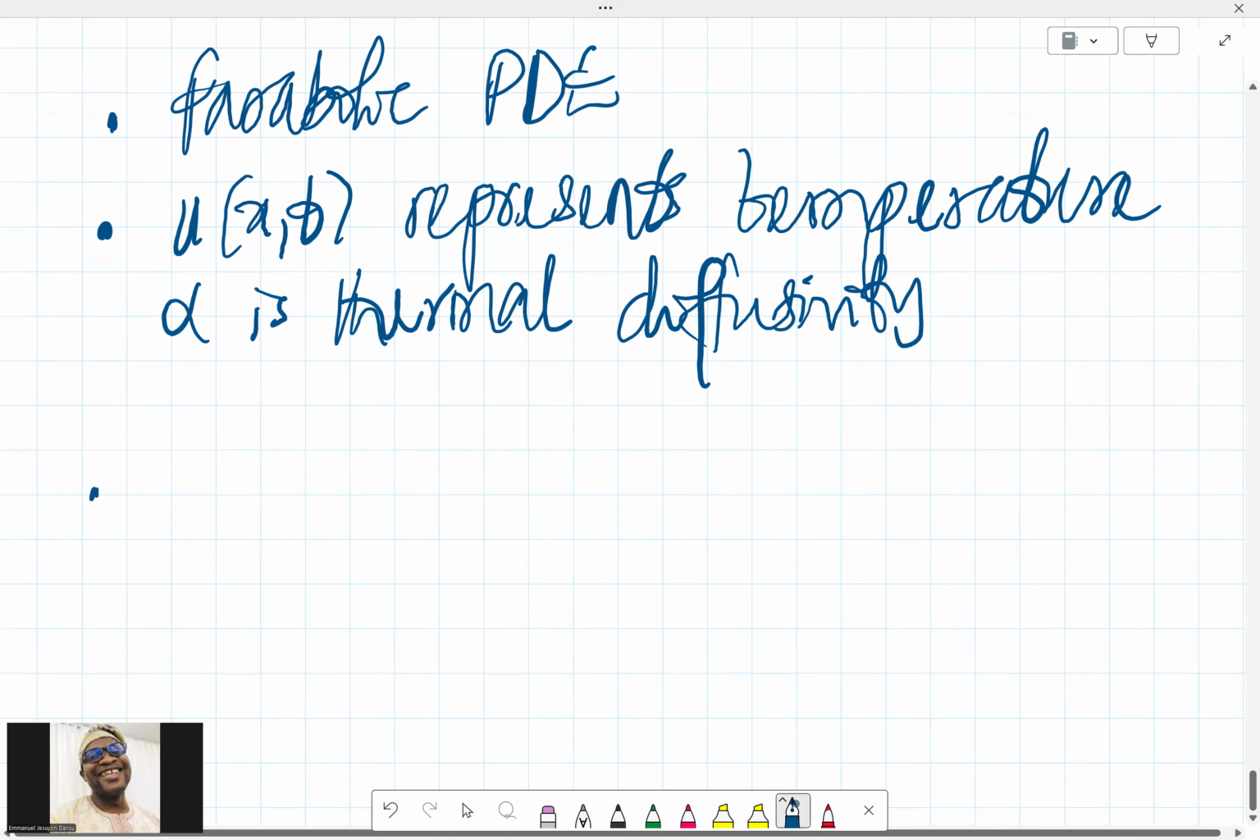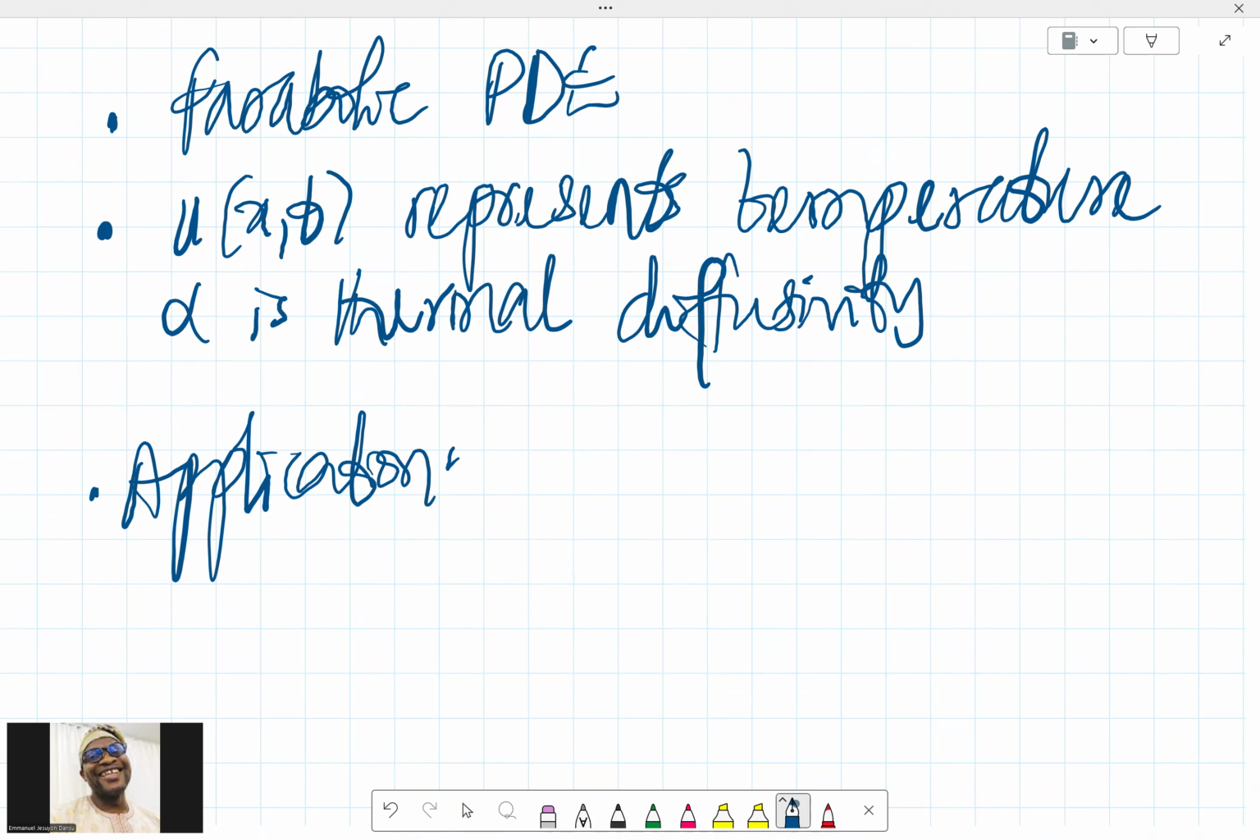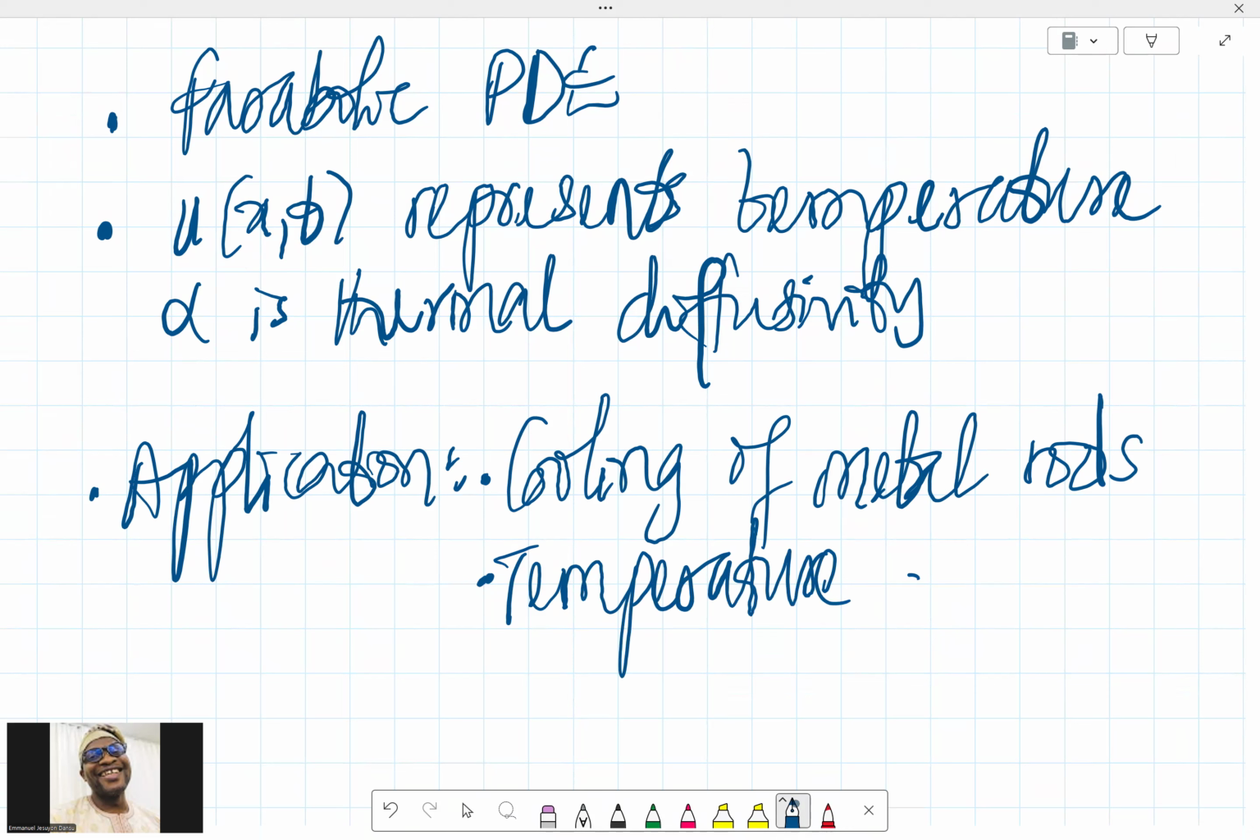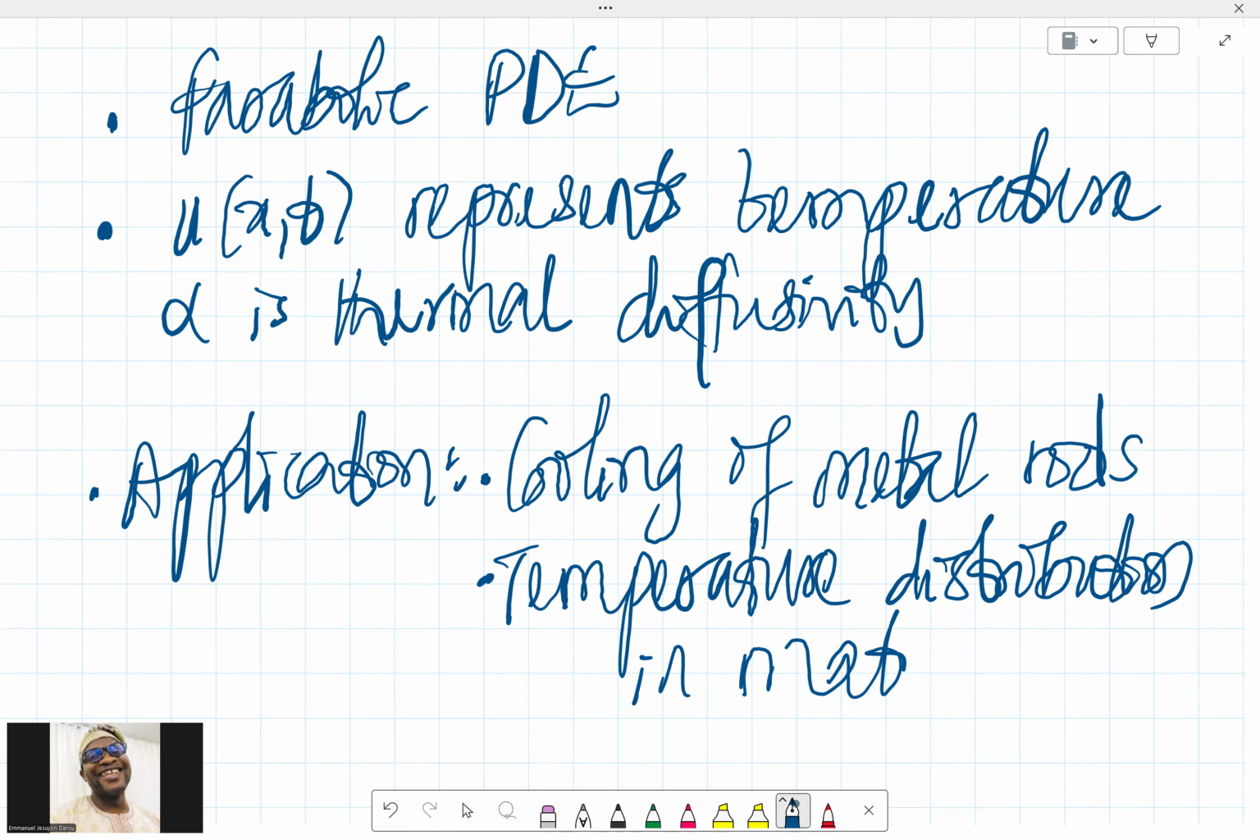Okay, so what is the application of the heat equation? Because it's the heat equation, it's useful for cooling of metal rods, maybe in industries, maybe the steel industry or wherever. Then temperature distribution in materials. Okay, so these are some applications.